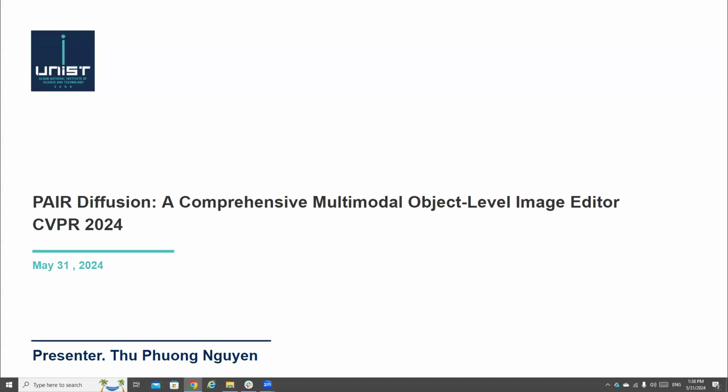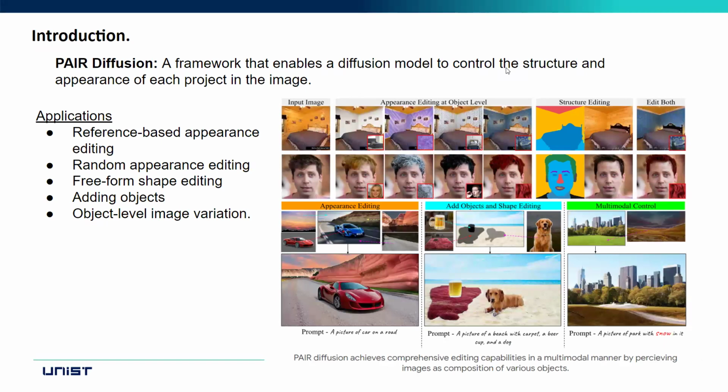Okay, so today I will present PairDiffusion, a comprehensive multimodal object-level image editing. It was published at CVPR this year. It is a framework that enables a diffusion model to control the structure and the appearance of every single object in the image.